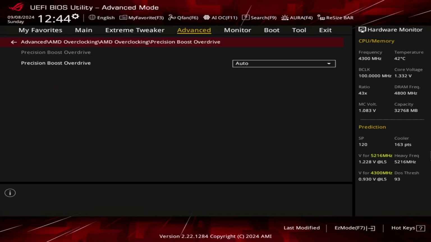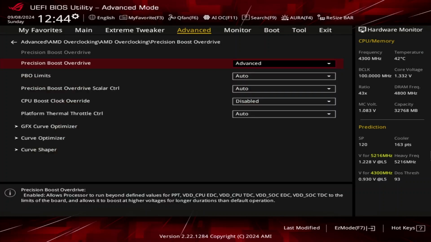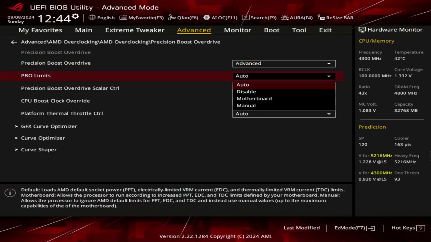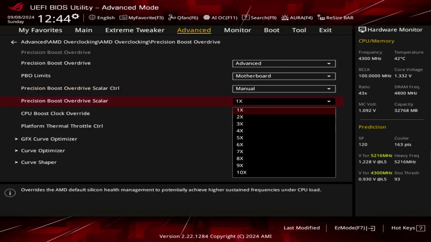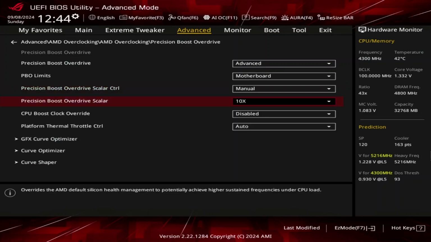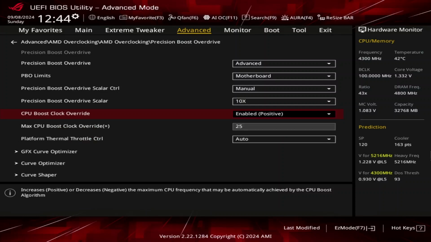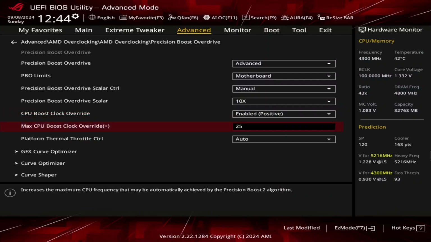Enter the Precision Boost Overdrive submenu. Set Precision Boost Overdrive to Advanced. Set PBO limits to Motherboard. Set Precision Boost Overdrive Scalar control to Manual. Set Precision Boost Overdrive Scalar to 10x. Set CPU Boost Clock Override to Enabled Positive. Set Max CPU Boost Clock Override to 200.